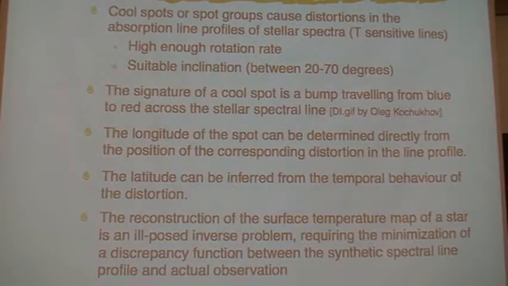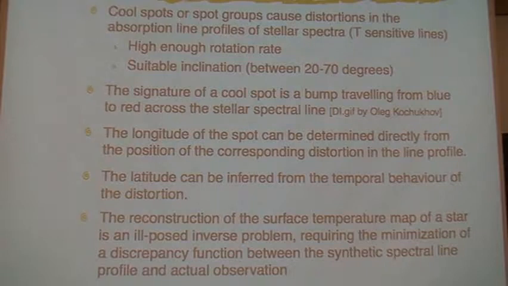So if we have cool or hot spots on the stellar surface, then they will give a signature to spectral lines, especially if these lines are sensitive to temperature differences. You have, of course, millions of lines in the stellar spectra, and some of them are more sensitive to temperature changes than the others, and some are then more sensitive to magnetic field changes, which can be used to map the magnetic field.